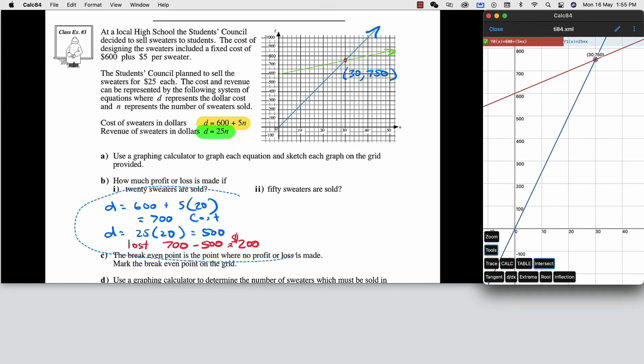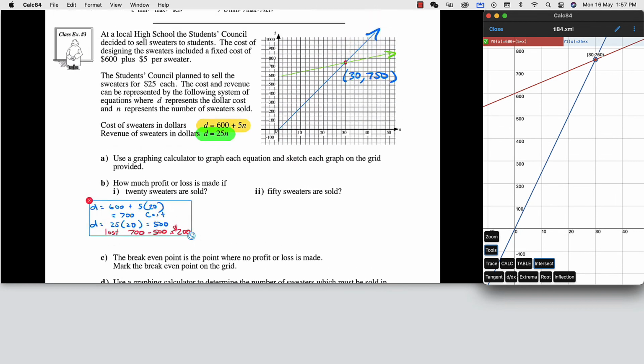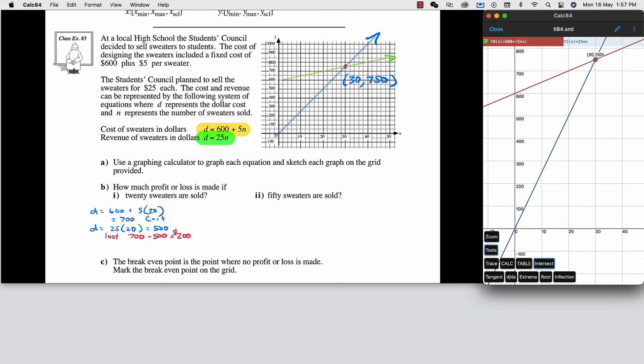Okay, now what if we sold 50 of these? Okay, so I'll just minimize this or resize it down, and if we had 50 sweaters, well, as we recognized up top here, we got to sell 30 sweaters to make a profit. So with 50 sweaters we're going to make a profit, and essentially we just have to do the exact same thing that we did right there, which is going to be D equals 600 plus 5 times 50, and 5 times 50 is going to be 250 plus the 600 means it cost us $850 to make the sweaters.